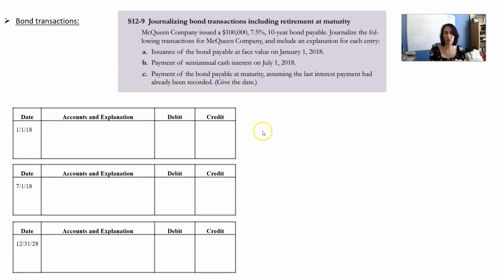A couple of transactions for the bonds. Let's show you what the journal entries look like because we haven't done those yet. McQueen Company issued $100,000, 7.5%, 10-year bond payable. So let's first issue it. First thing we do is we get money, right? We're getting cash. We're McQueen. We are issuing bonds. We've got $100,000. Great. And we have bonds payable.